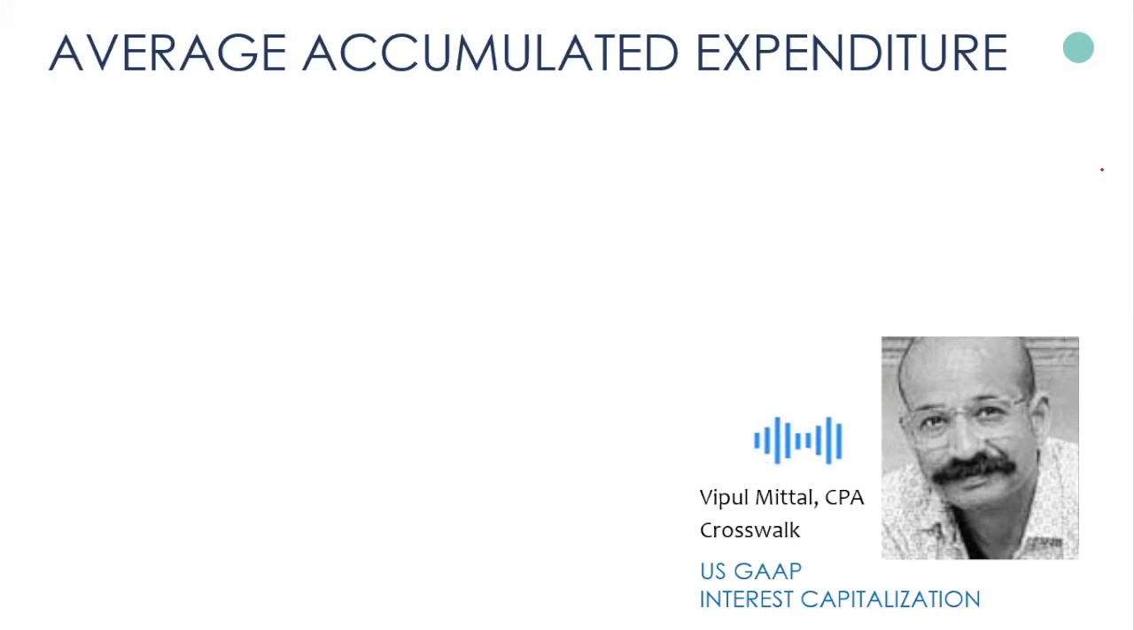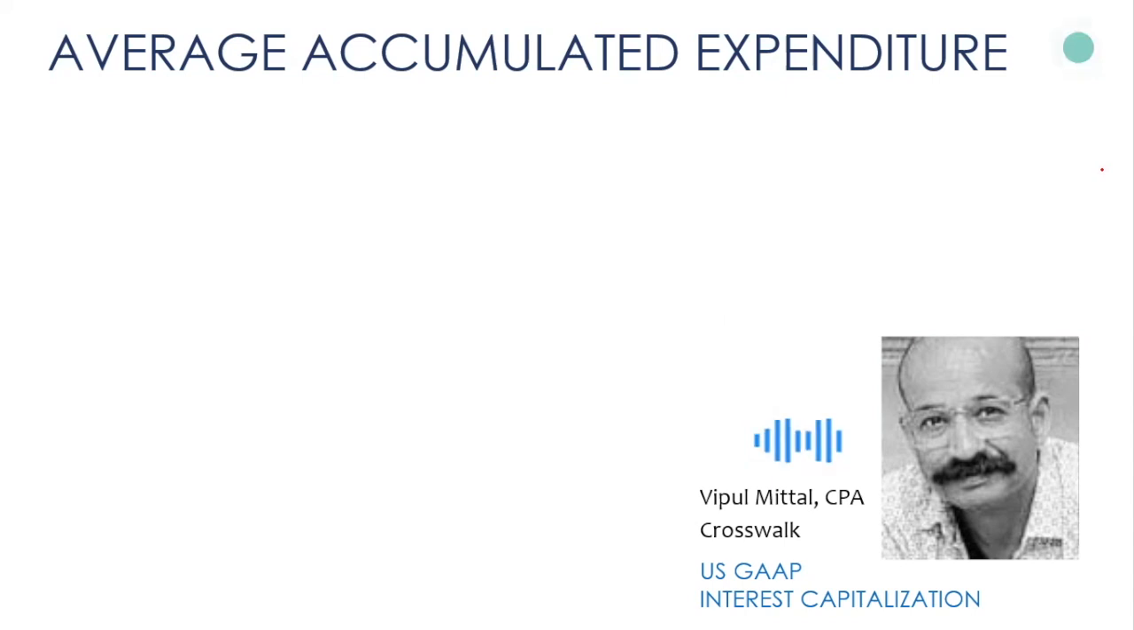So if an asset requires some activities to be done before it can be used and interest is incurred during that period when these activities are carried on, you capitalize interest. Now, the amount of interest that is capitalized is calculated by applying the capitalization rate to the average accumulated expenditure. So you need to know average accumulated expenditure that you may calculate the amount of interest to be capitalized. Now, how do you calculate this average accumulated expenditure?